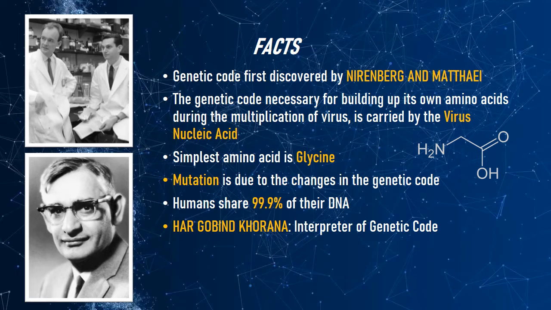Now, let's entertain ourselves with some facts about genetic code. Genetic code was first discovered by Nirenberg and Matthaei. The genetic code necessary for building up its own amino acids during the multiplication of virus is carried by the virus nucleic acid. The simplest amino acid is glycine. Mutation is due to the changes in the genetic code. Humans share 99.9% of their DNA. Har Gobind Khorana is the interpreter of genetic code.